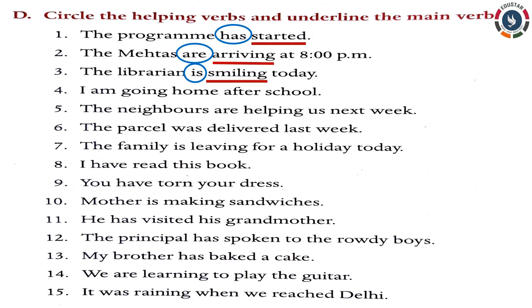The fourth sentence, I am going home after school. Here, what is the main verb? Going. So, underline going. And what is the helping verb? Am. So, circle am. The fifth sentence, the neighbors are helping us next week. Here, what is the main verb? Helping. So, underline helping. And what is the helping verb here? Are. So, circle are.